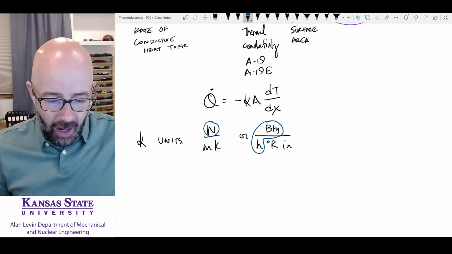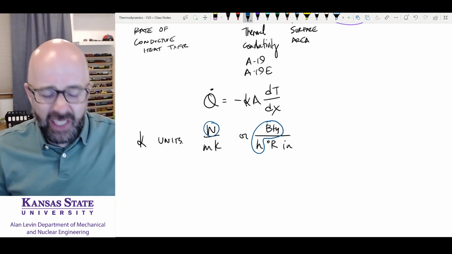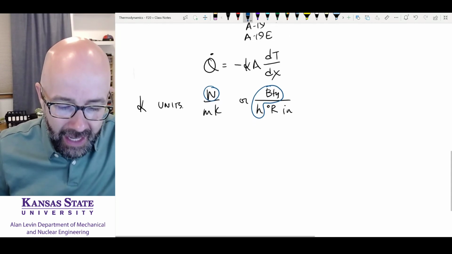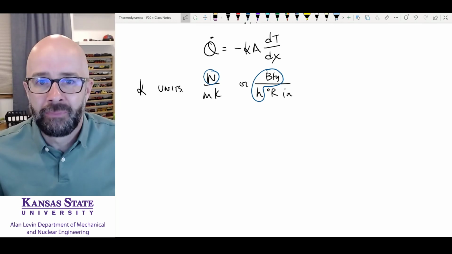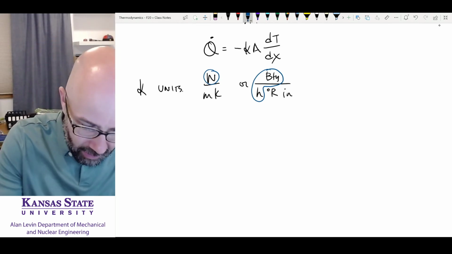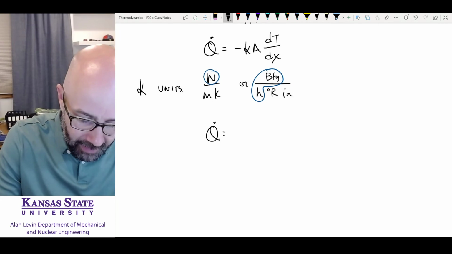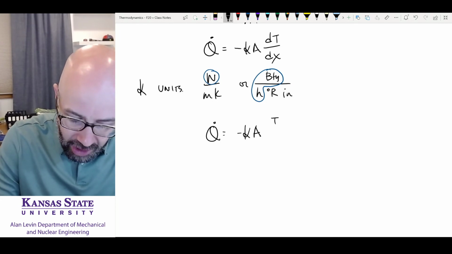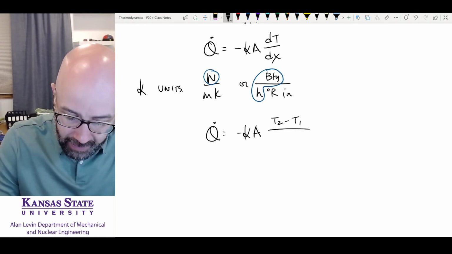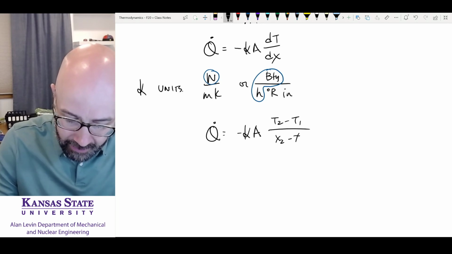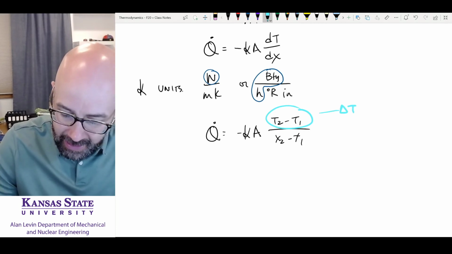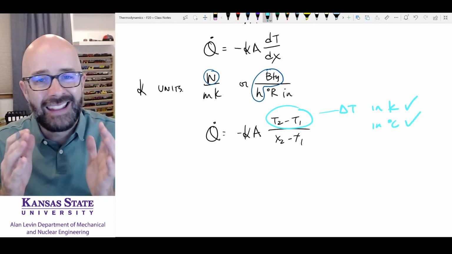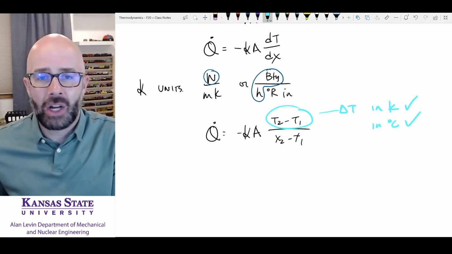The thing you need to understand is that the delta T, it doesn't matter in this equation where you put it. So let me write it again. Q dot equals minus kA (T2 minus T1) all over (x2 minus x1). It doesn't matter if you put your delta T here. This delta T in Kelvin will work, in degrees Celsius will work. The same delta T is going to occur in Kelvin as in Celsius.